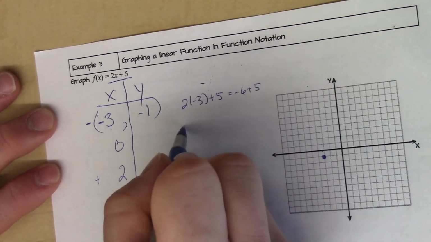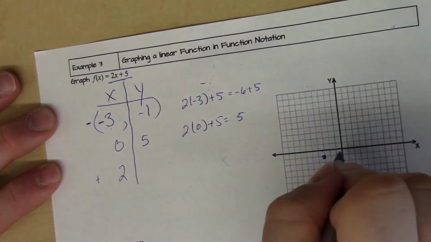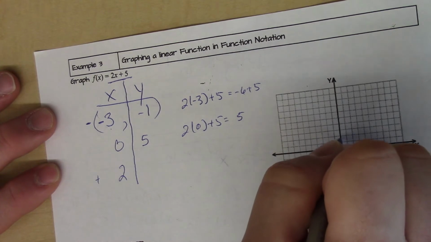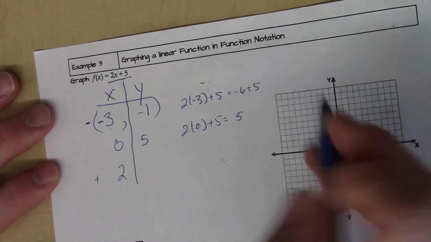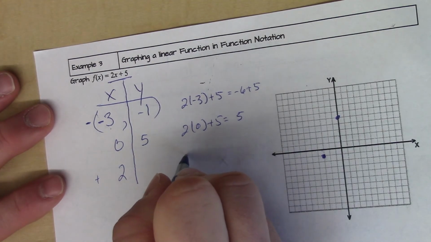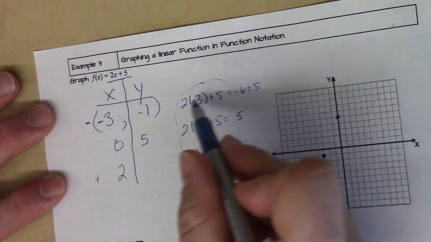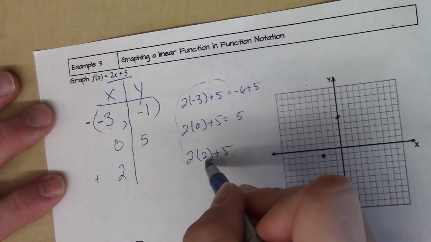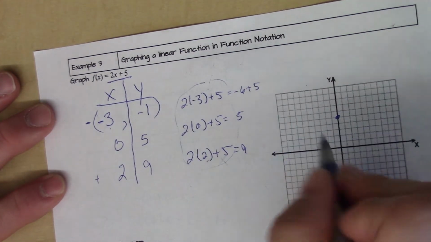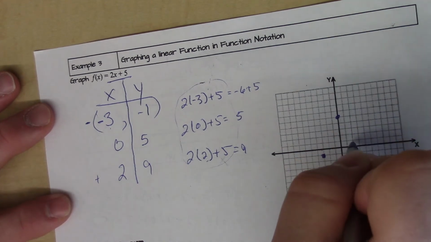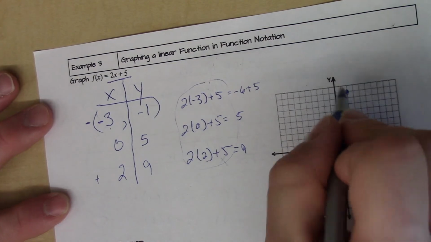For 0, I plug 0 in. 2 times 0 plus 5 is just 5. So I'm going to go over 0, and then up 1, 2, 3, 4, 5, right there. Okay, so I can see where my line kind of is here, but let's go one more point. So I plug in 2, so 2 times 2 plus 5. Again, the same thing we did on the other side. We're writing the same thing out over and over. We're just plugging in 3 different values. And here I get 9 because 4 plus 5. So 2, 9 is over 2, up 1, 2, 3, 4, 5, 6, 7, 8, 9. And check that out. That's pretty good.